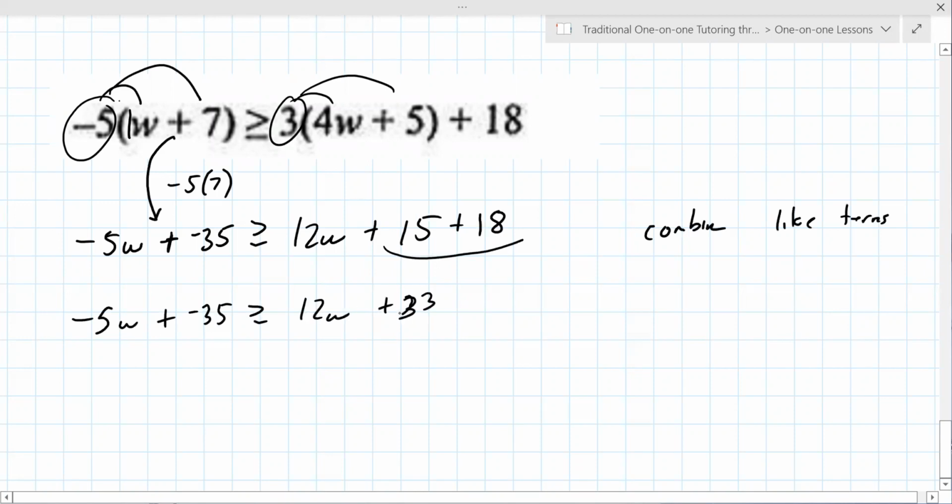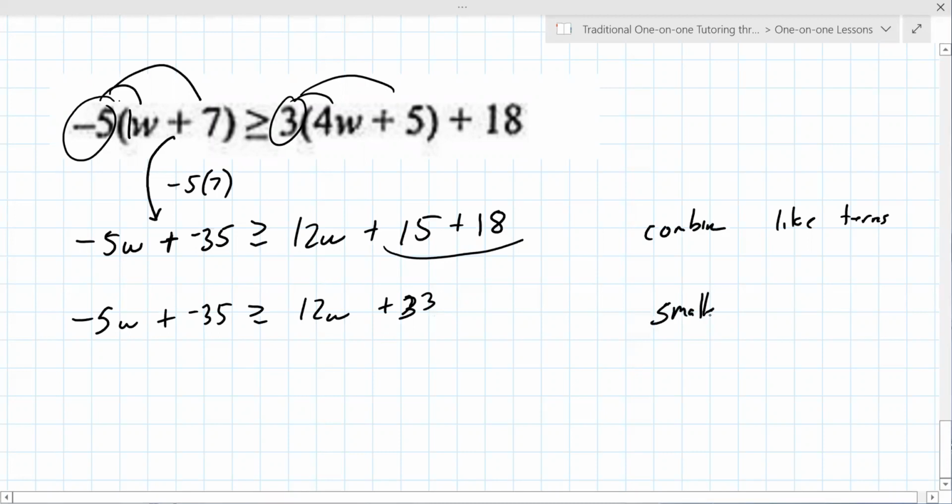I've said this a few times, but I want to see if you can either remember or tell me which way do we move? Do we move the 12W left or the -5W right? It's move the 12W left, right?